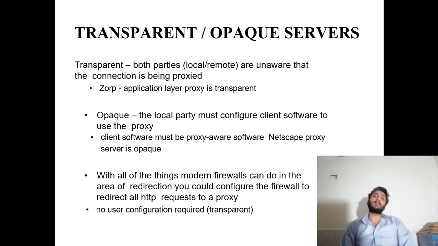Opaque is basically when the local party must configure the client software to use the proxy. So it has to be configured at the client as well as at the server end. You have to configure it on both ends. That is the opaque, because both of them now know that they are using proxy servers. And with all of these things, modern firewalls can do it in the area of redirection. You could configure the firewall.